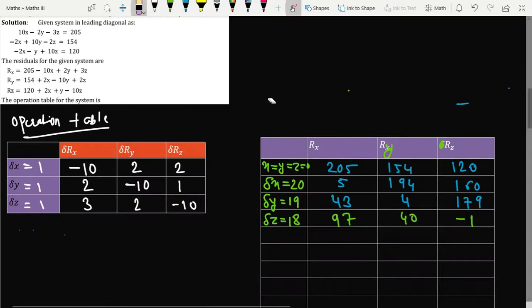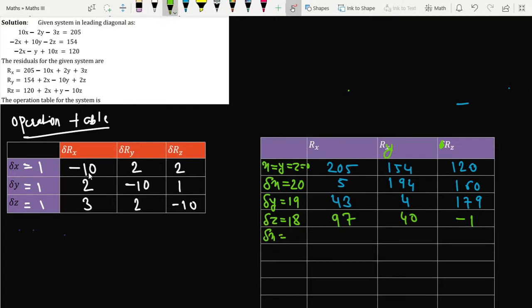So for the next term, the highest number is 97, which comes in delta x. So delta x is 10. If I multiply this number by 10, we get 100, which is very close to 97. So put delta x is equal to 10. So we get 10 into 10, that is minus 100, then 20, and then 20. Add these numbers, we get minus 3, 60, and 90.